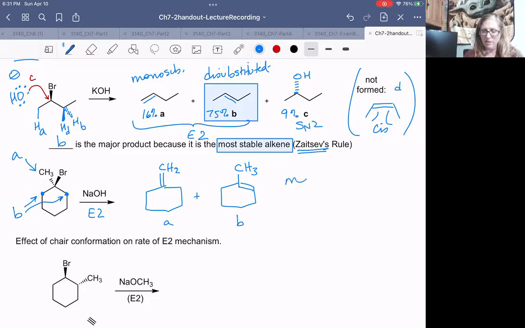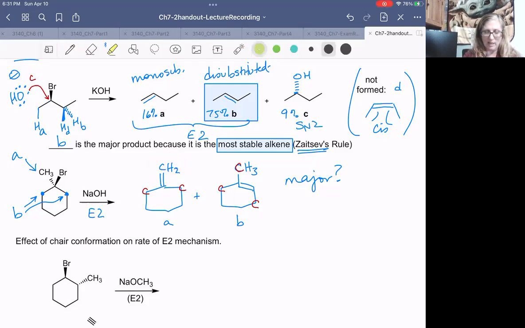Which one is major? We're going to say, well, whichever one is more stable. So what do you think about A? How many carbon groups do we have? There's one here and one here. And for B, we have one here and one here and one here. So there's only one hydrogen atom on B. There's two hydrogen atoms on alkene A.